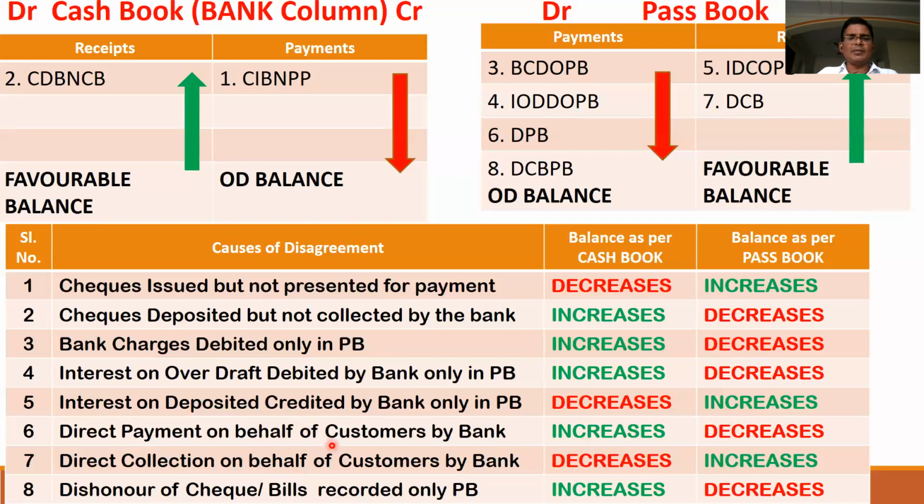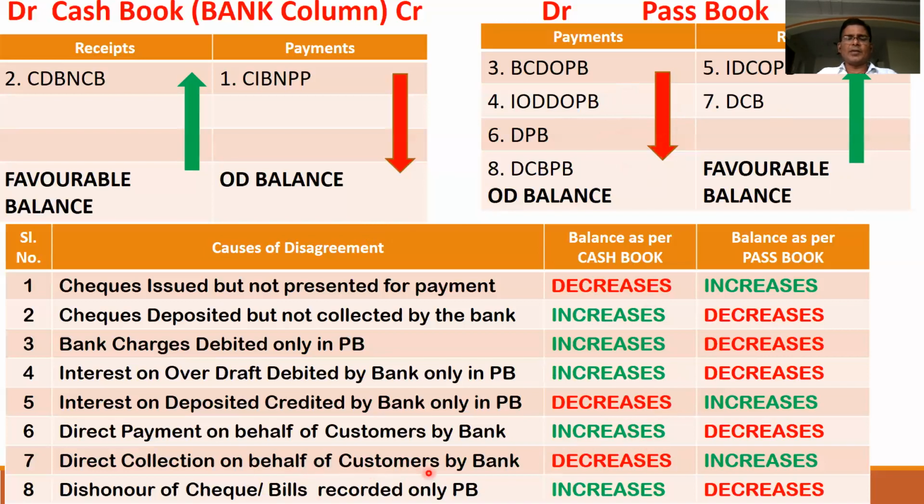Direct payment by the bank on behalf of the customer. Whenever a direct payment is made by the bank, the banker is going to debit our account automatically because of the payment, and that will decrease our account. This decreases the bank balance, but nothing is mentioned in the cash book, so the cash book balance increases.